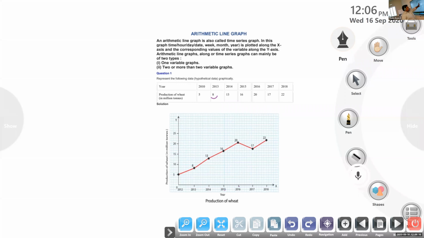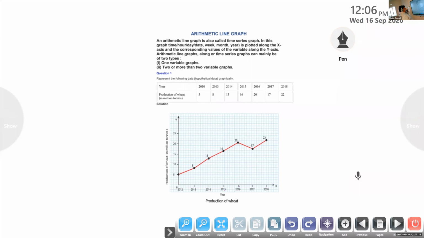Okay, so this idea is clear, right? So we completed the last point here, that's the arithmetic line graph.